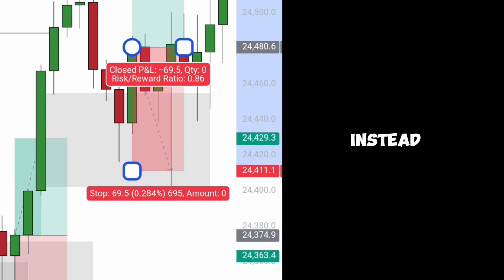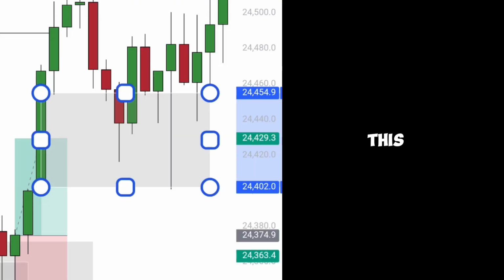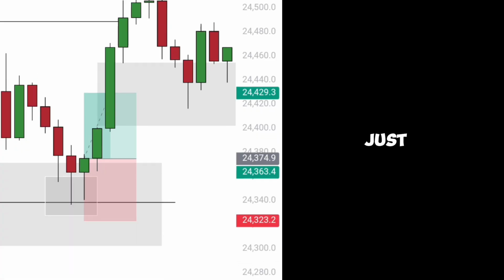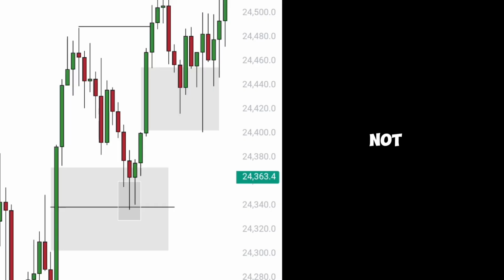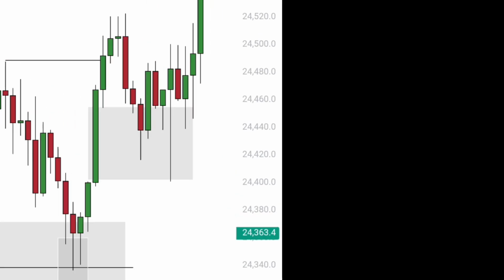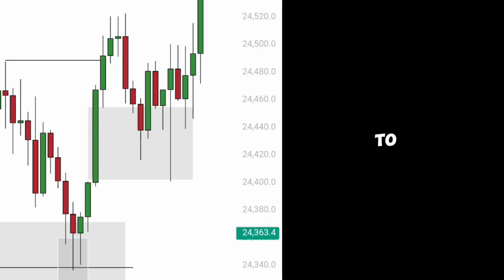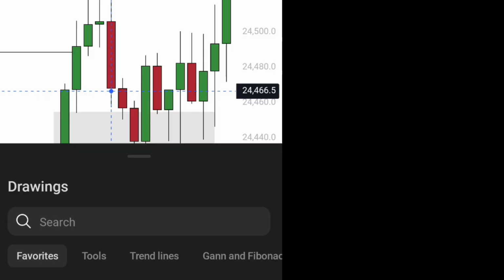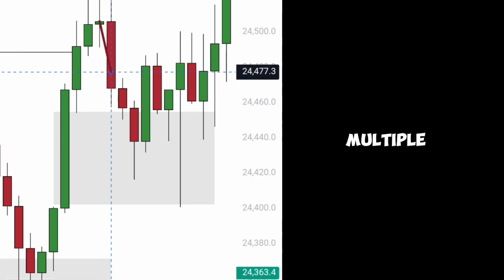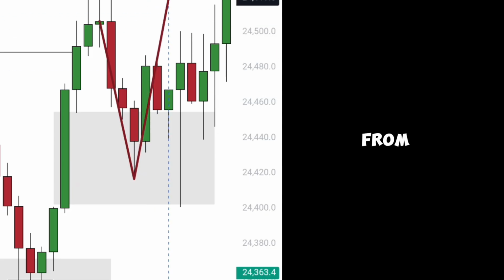So what do I do instead? I look for, remember, this is my reference point, which is the gap. This gap is my reference point, just like this gap was my reference point here. But I'm not interested in taking a trade once the market gets into my gap, right? I want to see that this area, which is the multiple red candles that form that low, I want to see that it is broken out from.